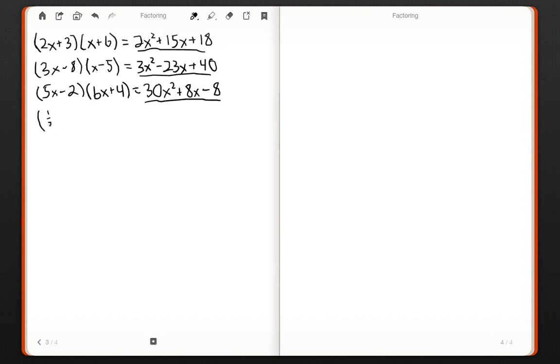Let's bring in a fraction. One third x times 9x. 1/3 times 9 is 3x squared. Now we have 1/3 x times 3 is x. 1/3 times 3 is 1, so that's just x. And then negative 2 times 9x is negative 18x. So we have x minus 18x is minus 17x. Negative 2 times 3 is negative 6.